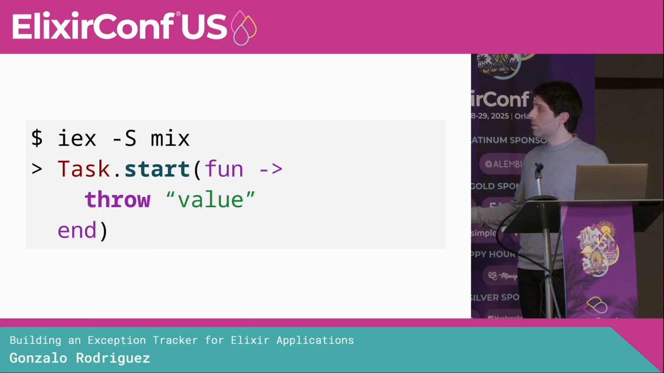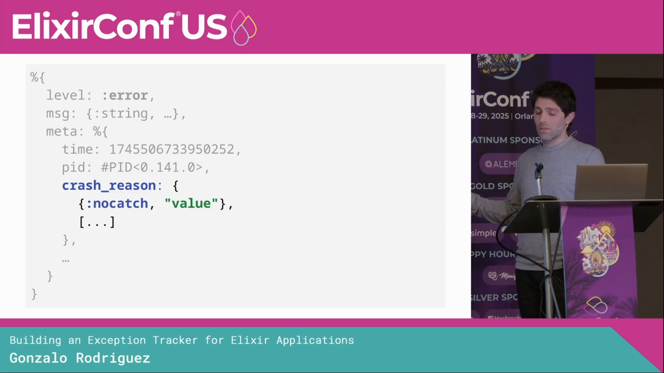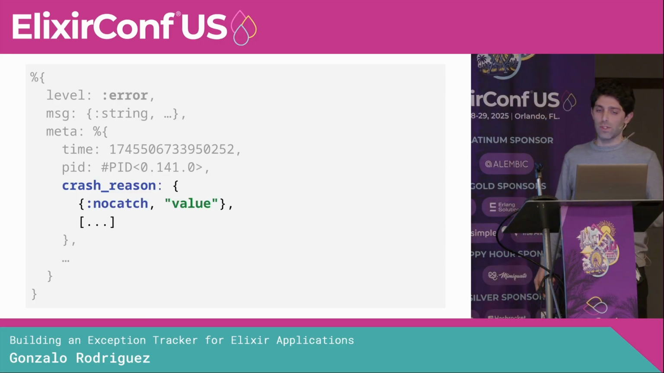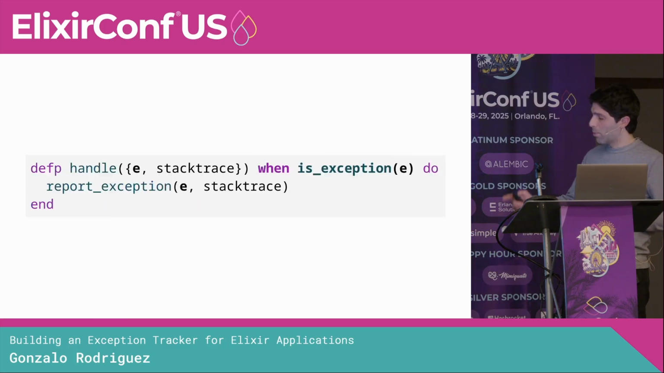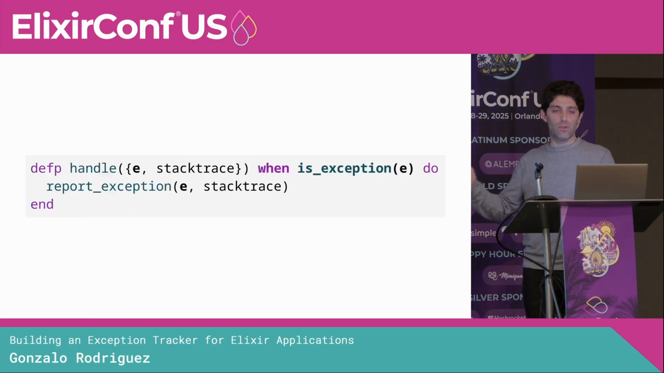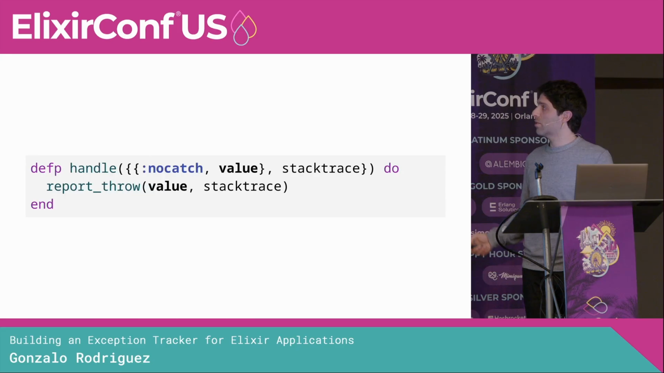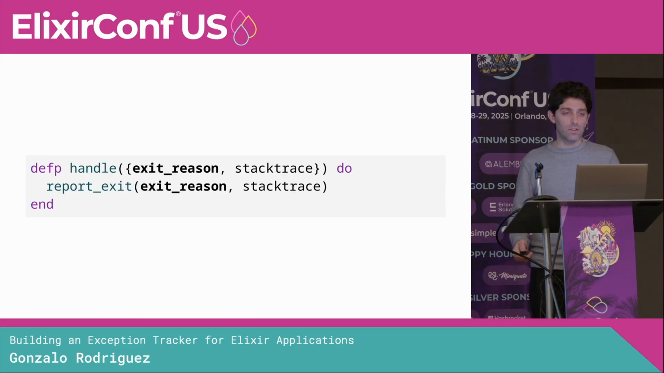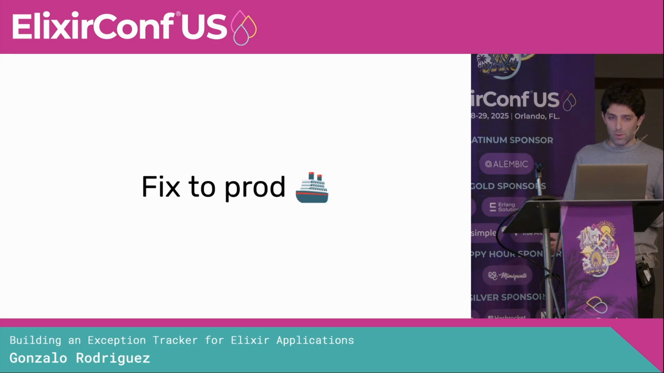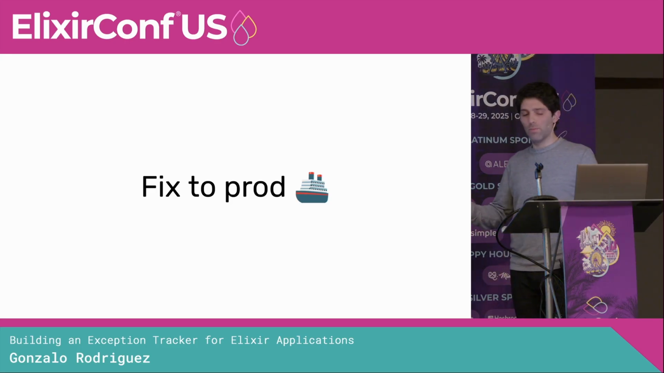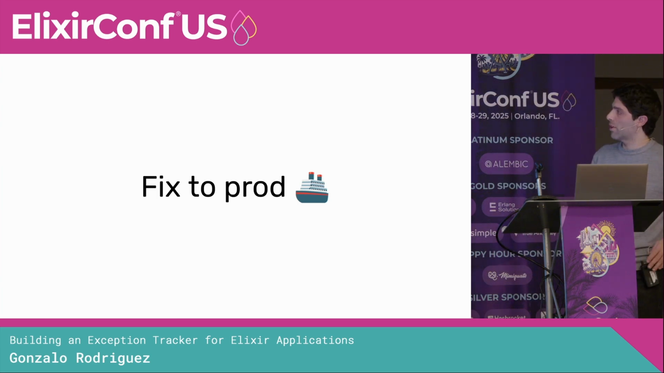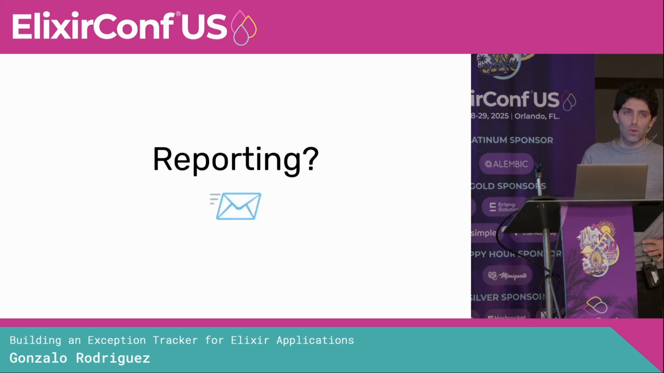If we throw a value in an asynchronous task, we verify that we get that crash reason signaling the thrown value. So we improved our logger handler to have these three different clauses: one for exceptions, throws, and exit reasons. And fixed to production, and after a few weeks in production and a few more improvements, we were happy with the solution so far. So what do we do about reporting?